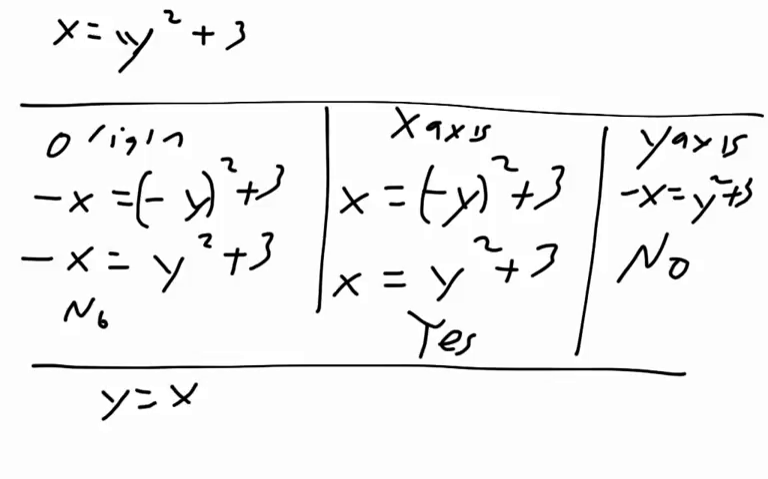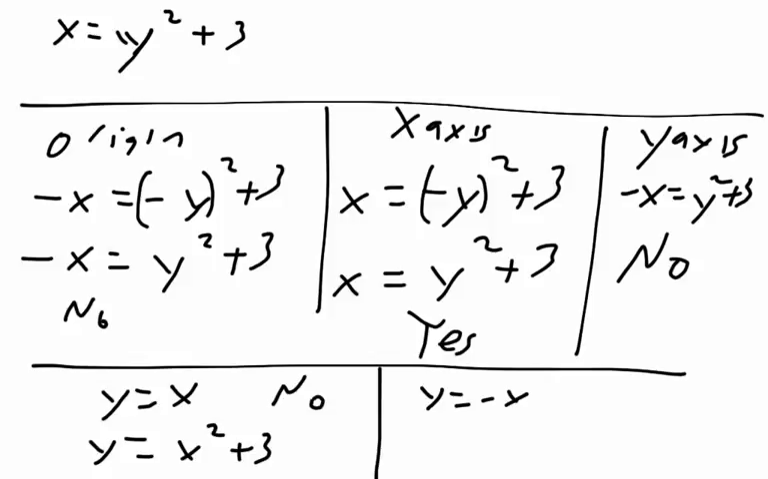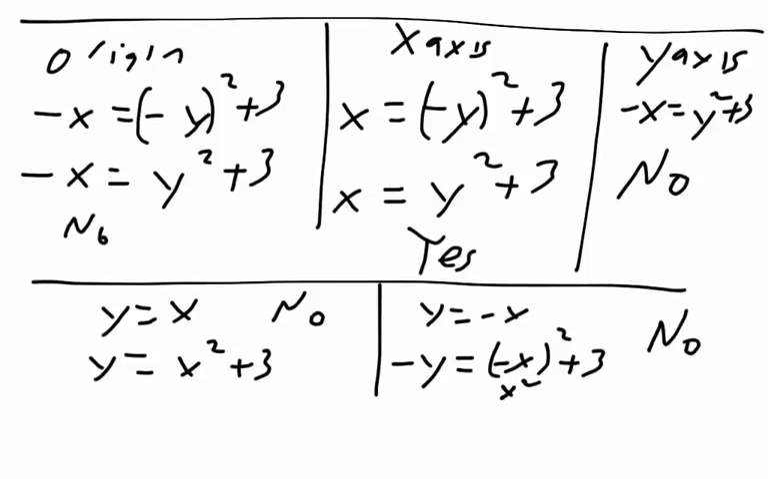For y equals x, we get y equals x squared plus 3. It's never getting back, so the answer was no. And for y equals negative x, x becomes negative y equals negative x squared plus 3. No getting back from that. The only thing we can do is change this negative x squared to be positive x squared.